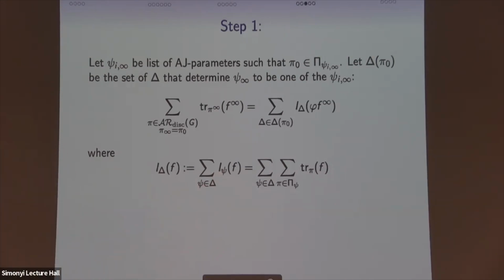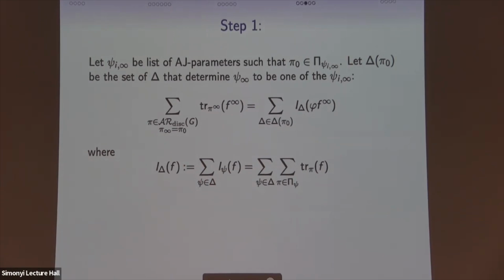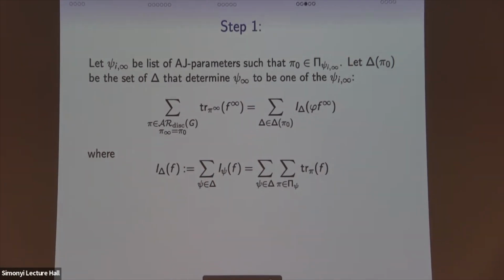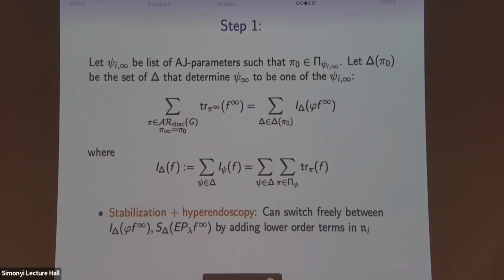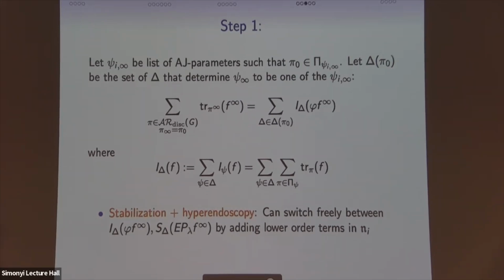Okay, so that's our first step. So our goal now is to be able to evaluate this thing over here. Okay, so now we can do one more thing. There are two techniques that I don't have time to get into, called stabilization and hyperendoscopy, that let us switch freely between the I_delta and an S_delta that's defined similarly.